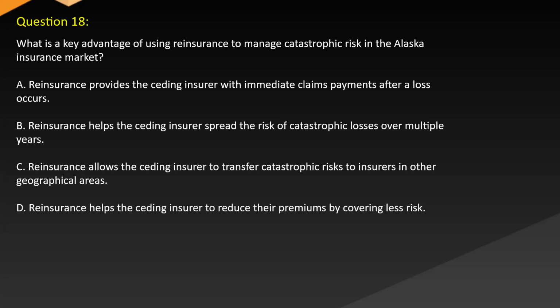factors. Question 18. What is a key advantage of using reinsurance to manage catastrophic risk in the Alaska insurance market? A. Reinsurance provides the ceding insurer with immediate claims payments after a loss occurs. B. Reinsurance helps the ceding insurer spread the risk of catastrophic losses over multiple years. C. Reinsurance allows the ceding insurer to transfer catastrophic risks to insurers in other geographical areas. D. Reinsurance helps the ceding insurer to reduce their premiums by covering less risk.